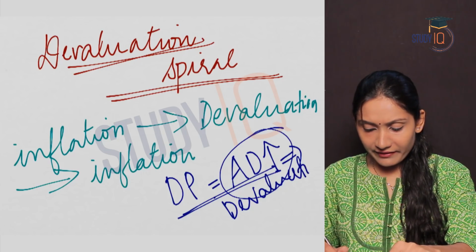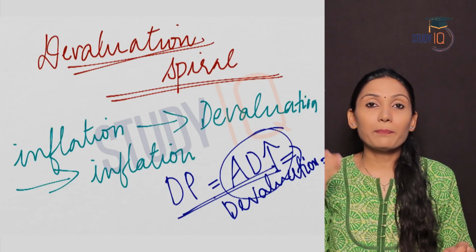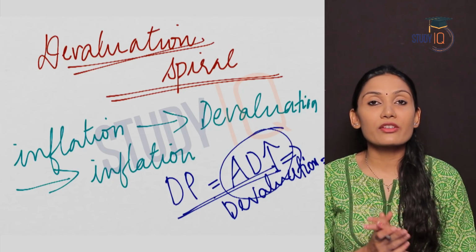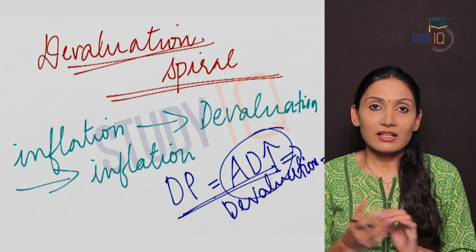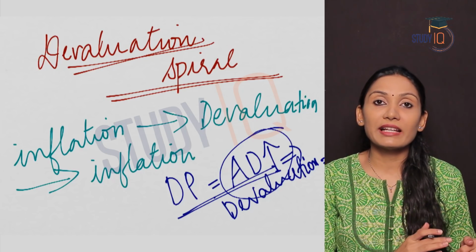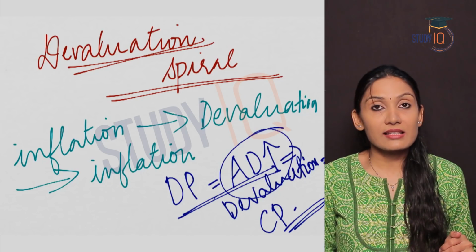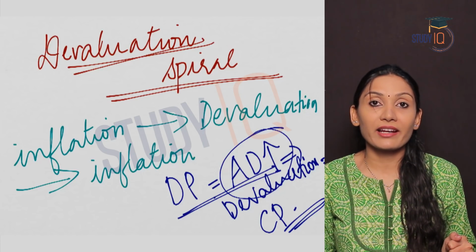So again, during devaluation, what happens? The prices of commodities increase. So this will increase the cost of production of the commodities. So an increase in cost of production will lead to cost push inflation. So this cycle continues. This is known as the devaluation spiral.